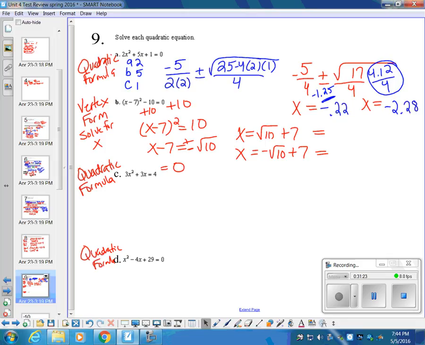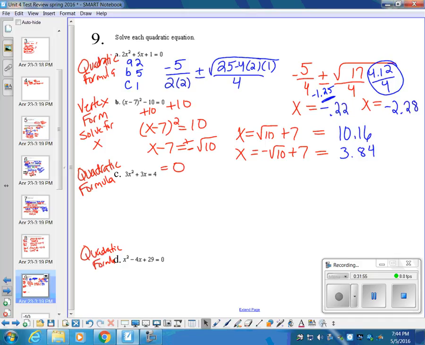All right, so square root of 10 plus 7 gives me 10.16. Negative square root of 10 plus 7 gives me 3.84. Okay.